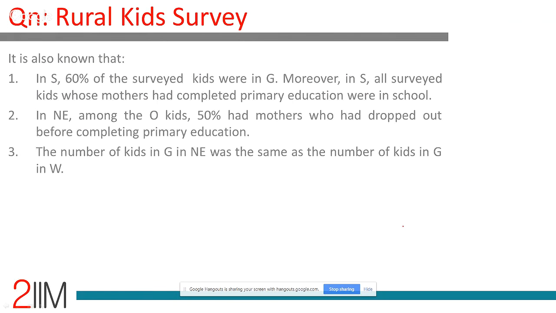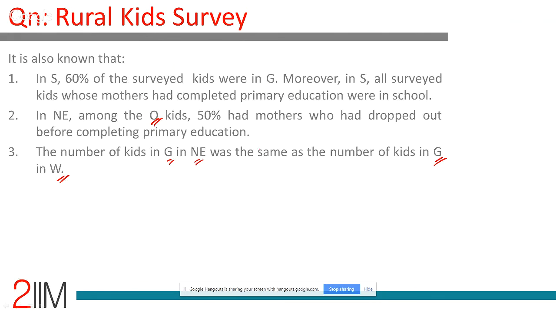So, it is also known that in S, 60% of the surveyed kids were in G. Moreover, in S, all surveyed kids whose mothers had completed primary education were in school. In Northeast, among the O kids, the kids who did not go to school, 50% had mothers who had dropped out before completing primary education.